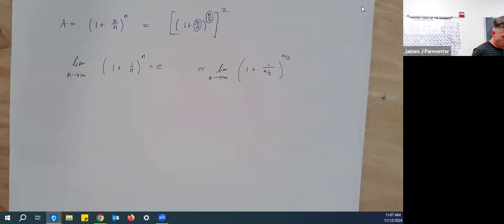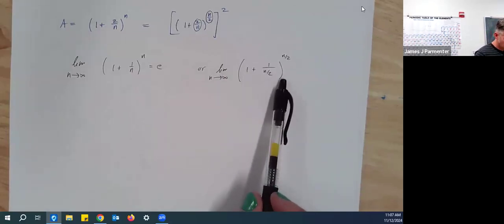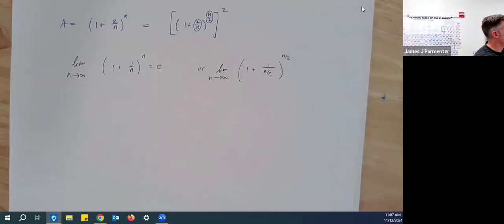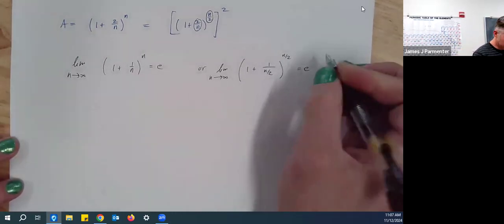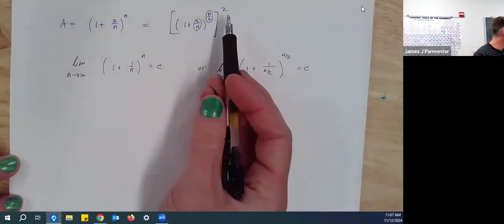But I still have 1 plus 1 over something getting big, raised to the something getting big, and those somethings are the same. So this still meets the criteria of doing the usual thing. And that limit's going to be e, which means if you then square it, you're going to get e squared.